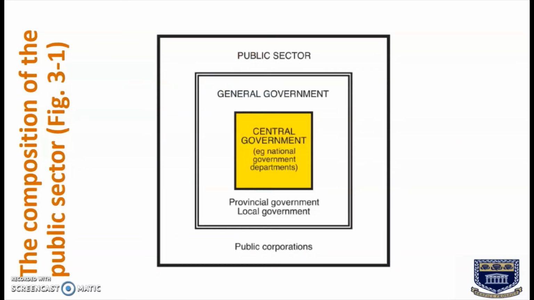So this illustrates what we just spoke about. That is the public sector. It covers everything that is inside the box, meaning that it consists of all the four bodies, the central government, provincial, local, and public corporations, whereas the general government consists of only the three bodies, that is the central government, the provincial government, and the local government.